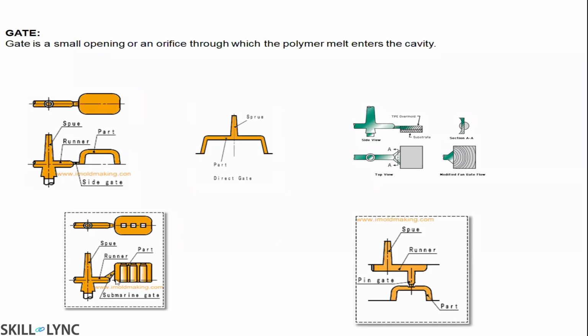But with the submarine gate and the pinpoint gate, while ejecting, the feed system gets separated from the plastic component. The pinpoint gate is used majorly on the three-plate mold. Three-plate mold means there won't be any feed system connected with the plastic part, because while ejecting, only the feed system gets separated from the part.